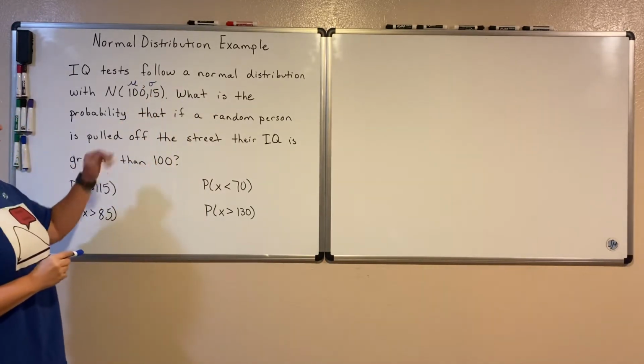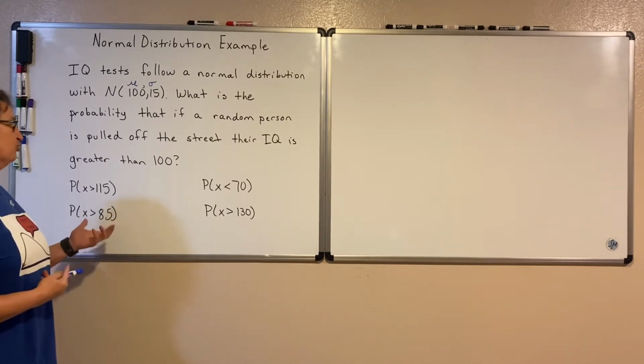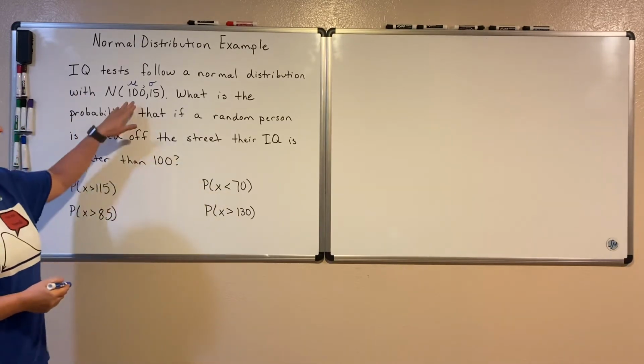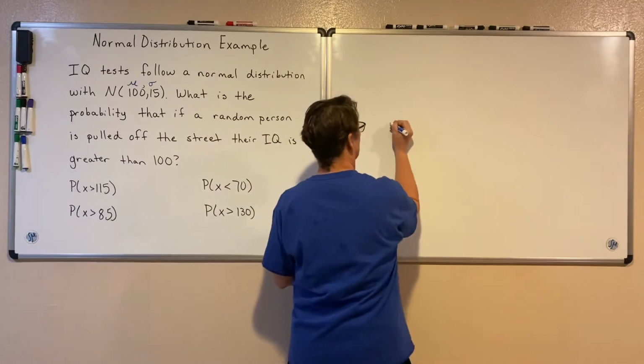We want to know what is the probability that if a random person is pulled off the street, their IQ is greater than 100. Well, first, I'm just going to draw this curve that we have there. We know that it's a normal curve.